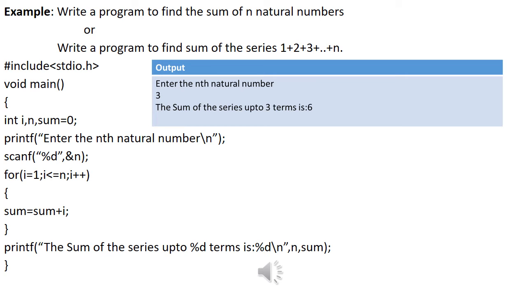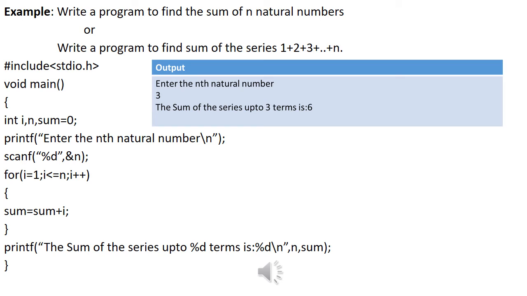Sum plus I. Previous value of sum stored is 1. 1 plus 2, so 3 will be stored in sum. Again now the control will go to the updation part, that is I plus plus. Now I was 2, it will be incremented by 1 and I becomes 3. So now it will check the condition I is less than or equal to n. So I is 3, n is 3. So 3 is less than or equal to 3. Condition is true. So again it will come back inside the loop.